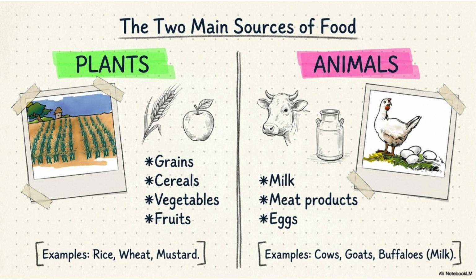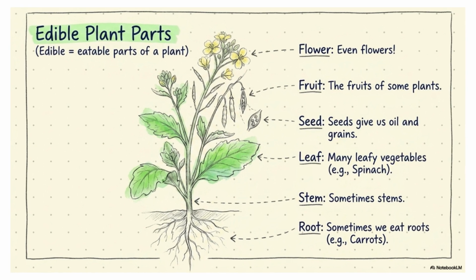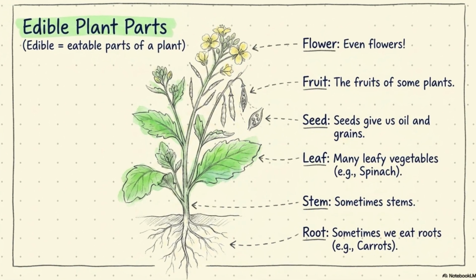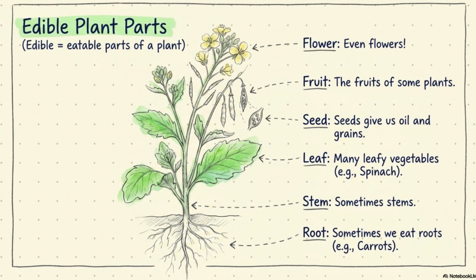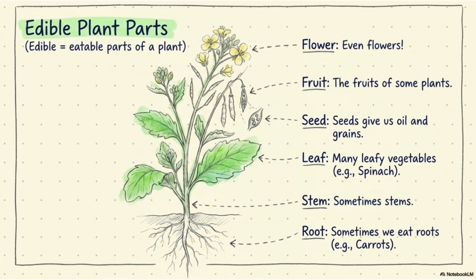So your rice, wheat, and mustard all come from plants. On the other hand, the animal side gives us products like milk, meat, and eggs. So the milk you drink in the morning comes from cows, goats, or buffaloes, and the eggs might come from chickens.